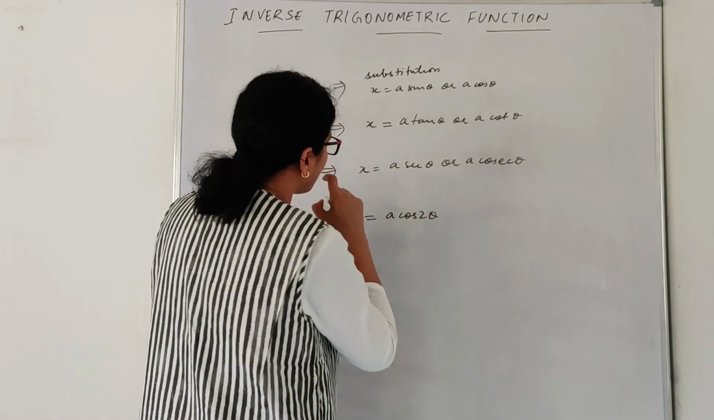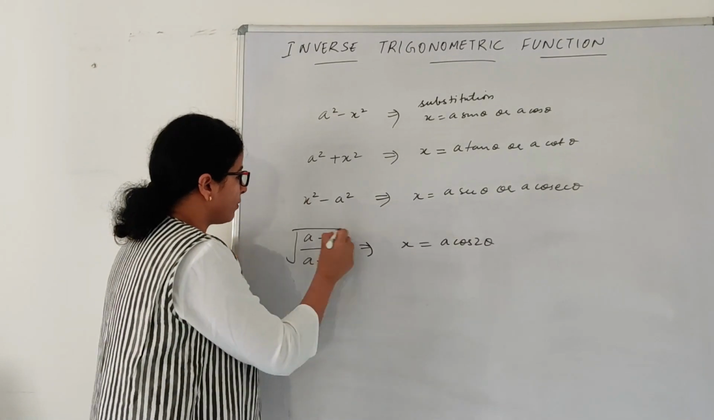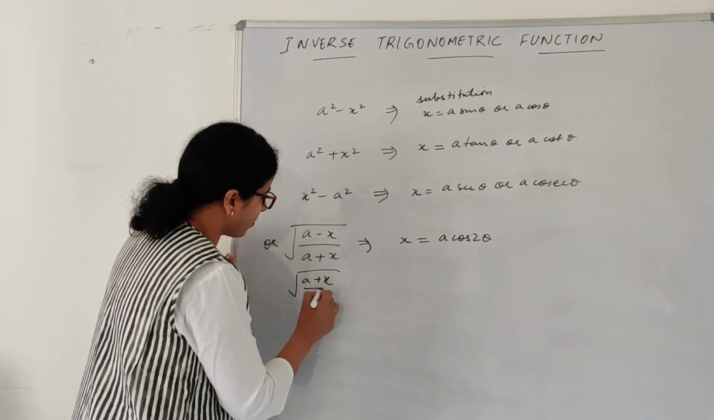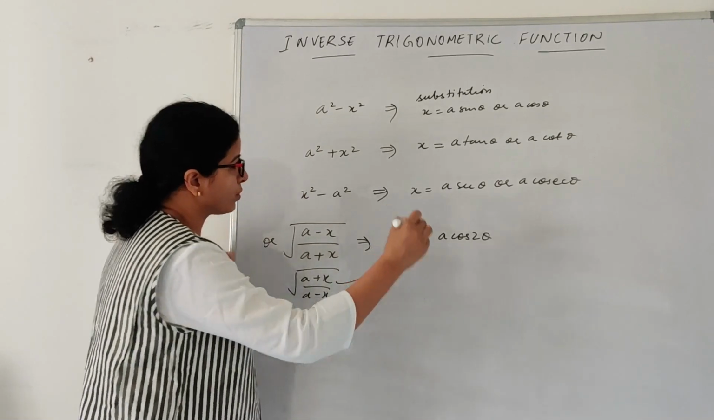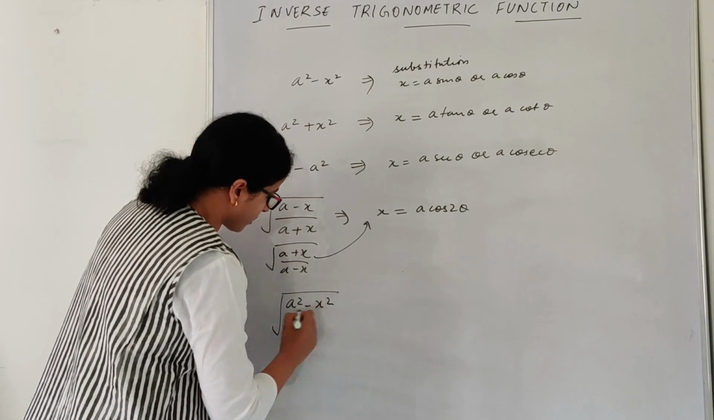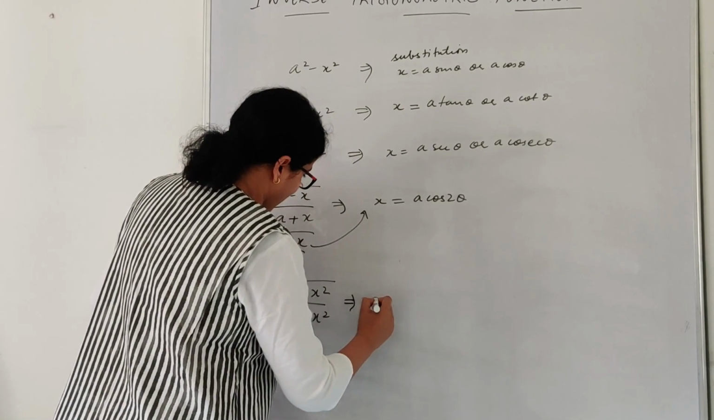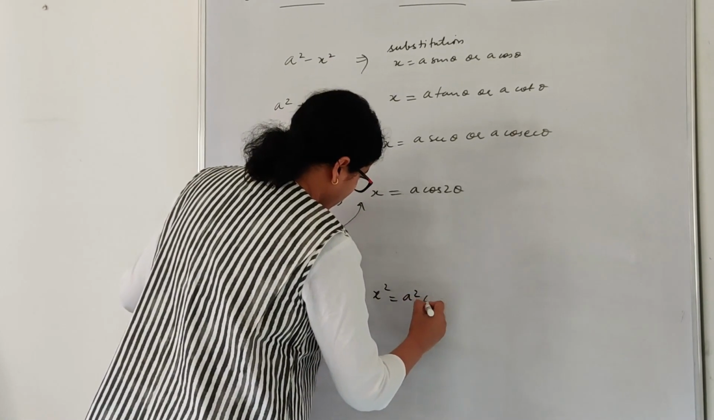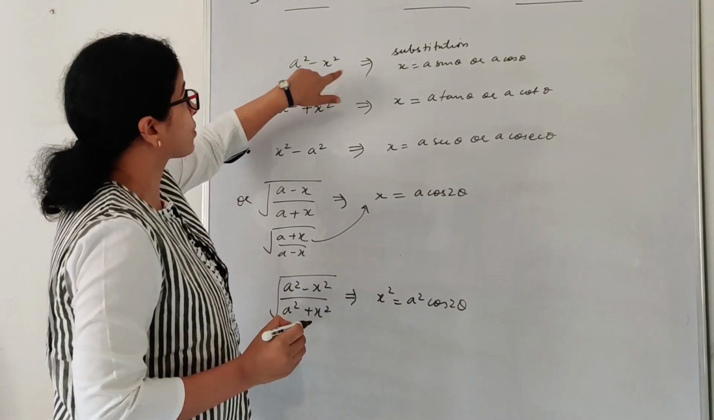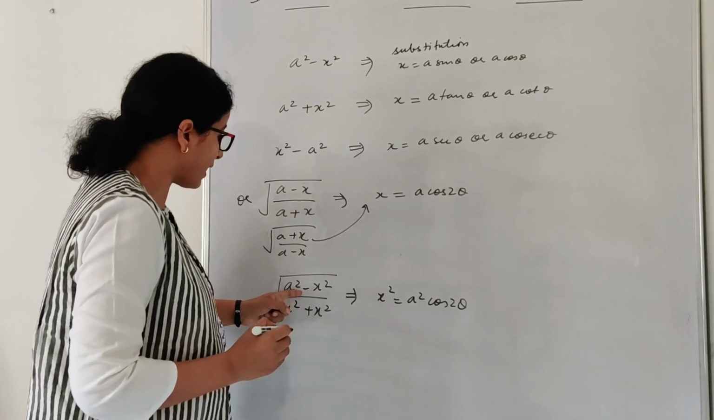If it is a minus x and a plus x, x should be replaced by a cos 2 theta or a cos theta. Now this can be either this way, or it can be in the form of a square root, root of a plus x upon a minus x. In both the cases you have to use this part. So if we have a square minus x square upon a square plus x square, what will you take as the substitution? x square is equal to a square cos 2 theta. Just now I told you, for a square minus x square you take x as a sin theta, and for a square plus x square, a tan theta. But here we have both.